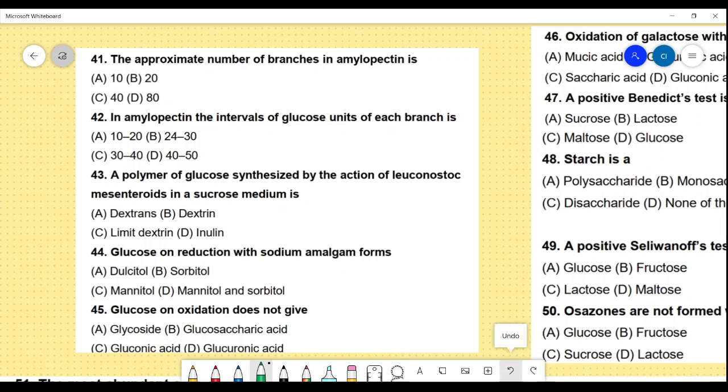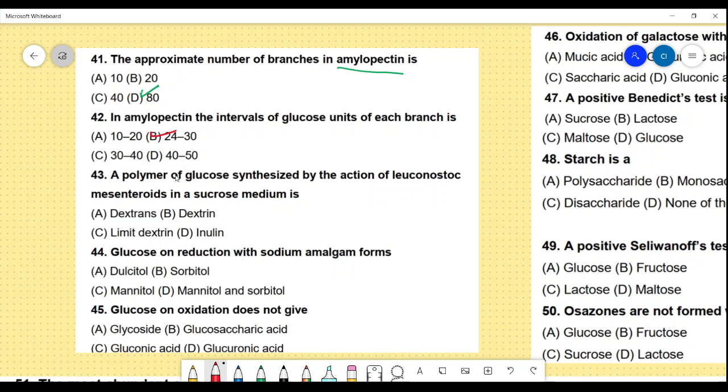Okay. So here is question number 41, where the approximate number of branches in amylopectin is about 80. It is not very essential for you, but remember amylopectin is a carbohydrate and there are a number of branches and glucose units. The next question is connected with amylopectin itself, and it asks: in amylopectin the intervals of glucose units in each branch is about 24 to 30. So this is the right answer.